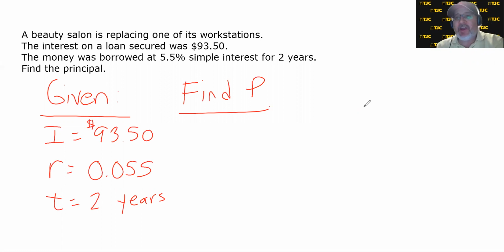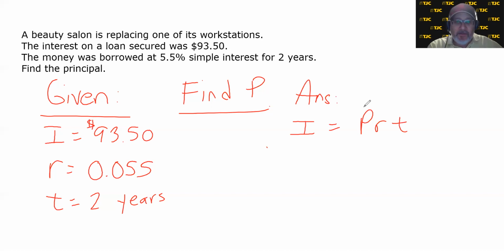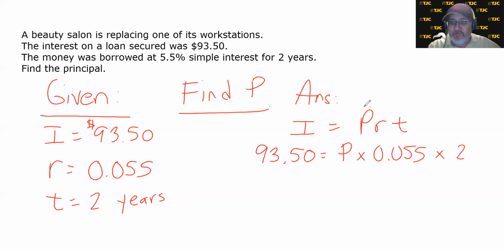The problem-solving strategy for something like this is to grab an equation that involves all the things you know and the thing that you don't know. Obviously, that equation is going to be I equals PRT. Let's substitute everything we know. The interest is $93.50. We don't know the principal, so I'm going to leave that alone. We do know the interest rate at 0.055, and we do know the term, it's 2.